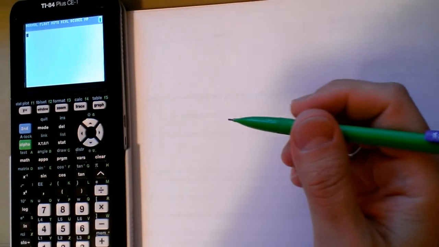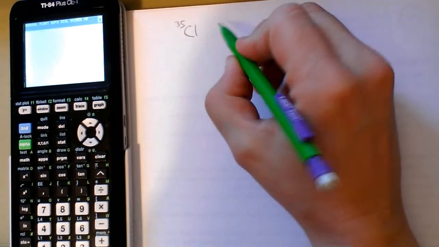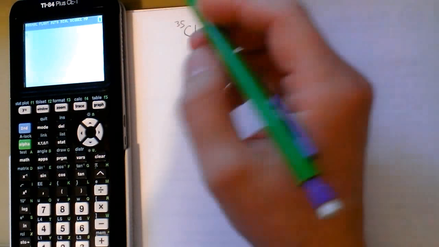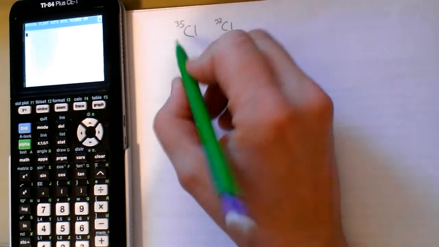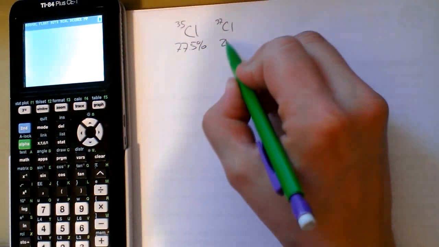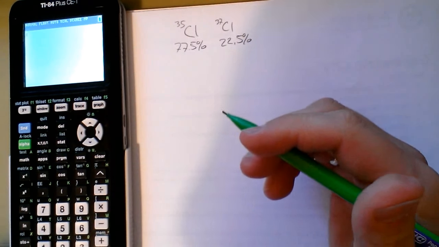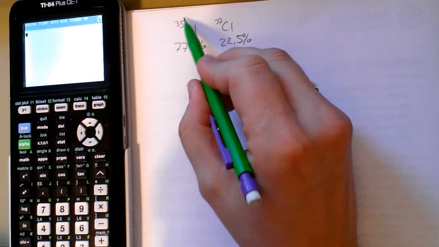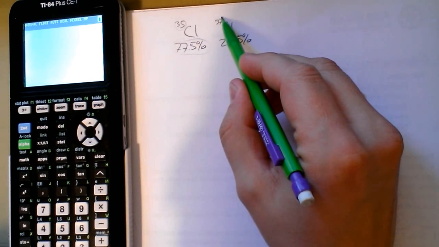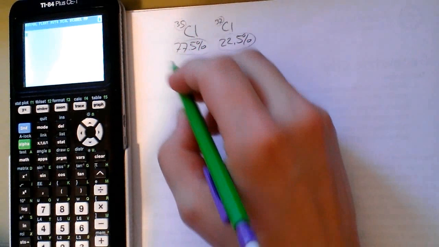All right. The first problem we're going to do involves chlorine isotopes. Chlorine comes as two isotopes, chlorine-35 and chlorine-37. We're given the abundance of each of those. We're told that the abundance of chlorine-35 is 77.5%, and the abundance of chlorine-37 is 22.5%. So to calculate the relative atomic mass, we have to multiply the mass number by the abundance, and add to that the mass number of the other isotope times the abundance of that isotope.